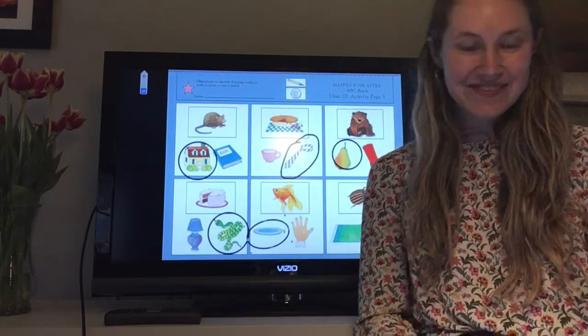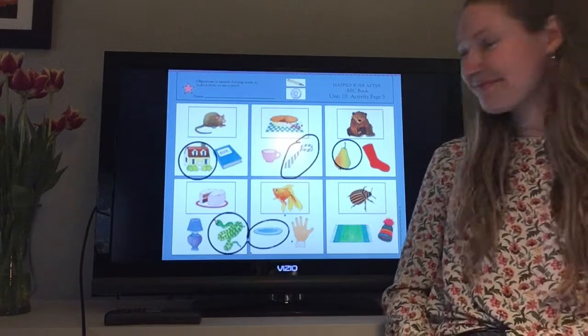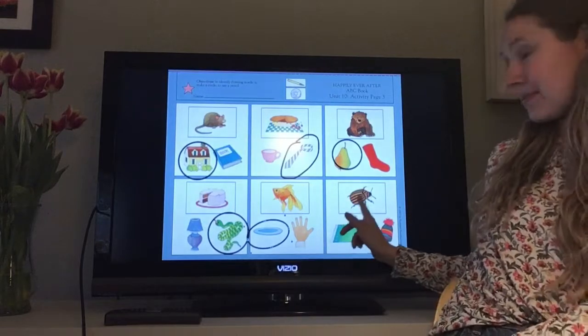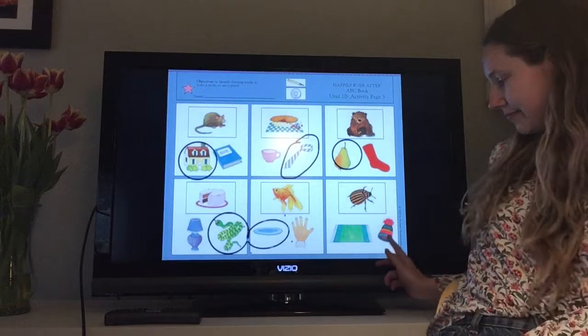Let's check our answers. You should have circled the dish. Yay! Dish rhymes with fish. Great job, guys. Now look at the box with the bug in it. The bug. Below the bug, you see a rug and a hat.